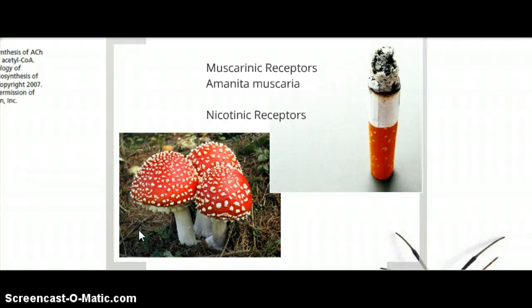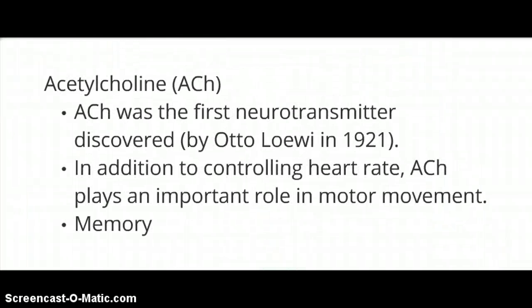So nicotinic is from nicotine. That's what binds, nicotine binds to the nicotinic receptor. And the muscarinic receptor is named after this mushroom right here, which is called the Amanita muscaria, or the fly agaric mushroom. And that binds to the muscarinic receptors, and that was shown in the laboratory.